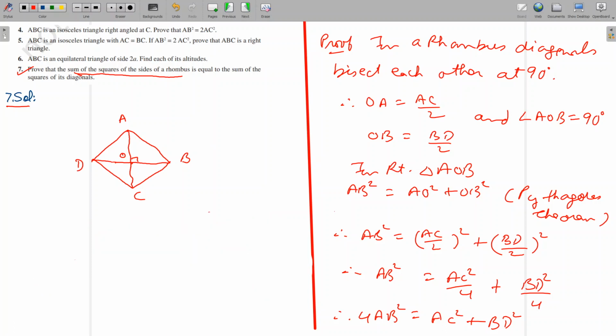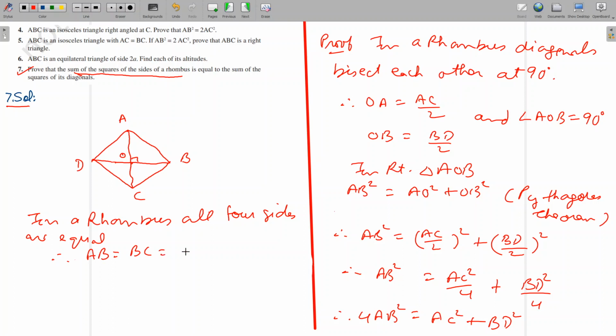Now, in a rhombus all four sides are equal. Therefore, we will have AB equal to BC equal to CD equal to DA, and let this be equation number 1.